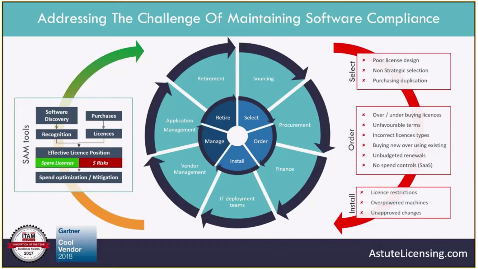And then as we're actually deploying the software, we're ignoring license restrictions, we're deploying to overpowered machines, we're making unapproved changes. The people who are actually deploying this and setting up these applications are unaware of the terms and conditions and the restrictions in the agreements that we've just signed. So they are unable to help us actually prevent these issues. So by the time this comes around to us in our SAM tools, it's too late. All we can do is identify the problem that's happened and mitigate it.